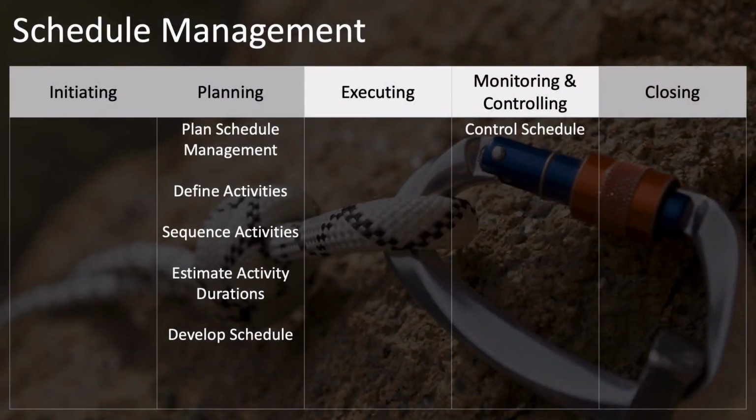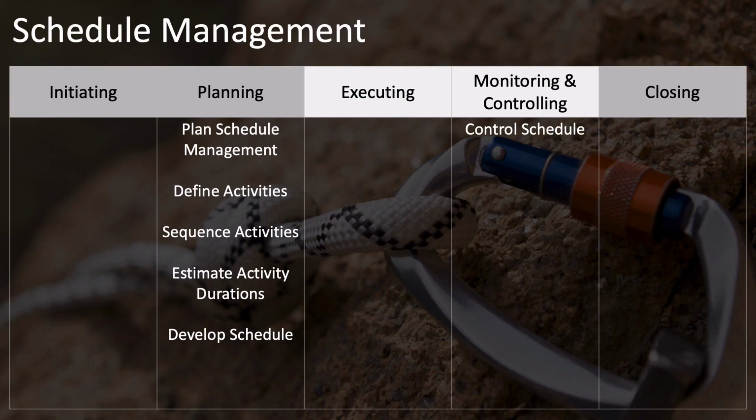In this table, you can see that the control schedule process is the one and only monitoring and controlling process for schedule management. By this time, you'll have already gone through the planning schedule processes of plan schedule management, define activities, sequence activities, estimate activity durations, plus the estimate activity resources process from the resources knowledge area, and finally, the develop schedule process. With those processes behind you, you're now ready to execute, monitor, and control the schedule.